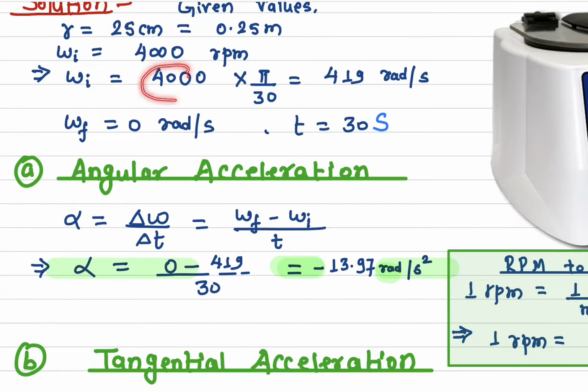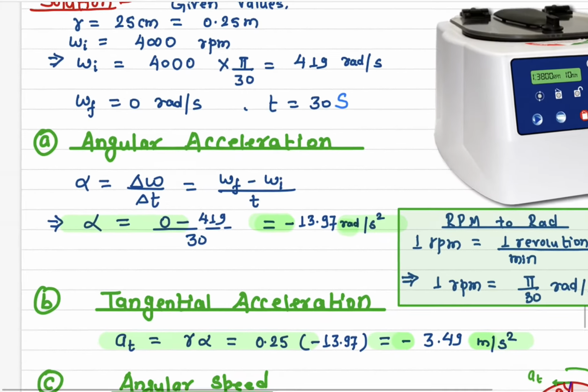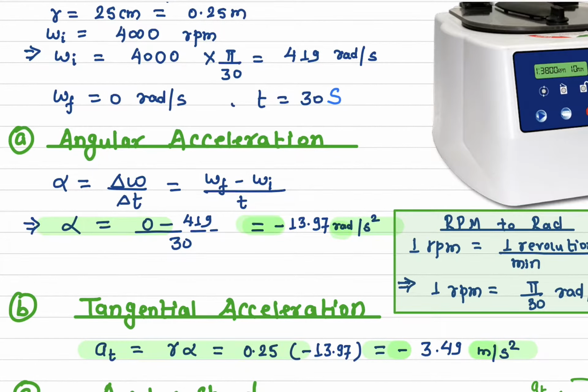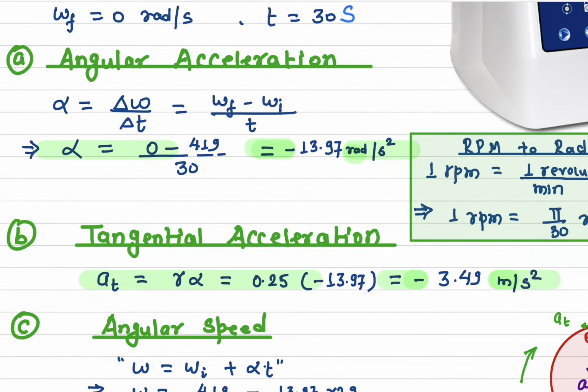So here now I'm multiplying by pi over 30, and it will take me to radians per second, which is 419 radians per second. And the final angular speed is 0, which makes sense because it has finally come to a stop, and the time to come to a stop is 30 seconds. So we're going to calculate the angular acceleration, and this is the average angular acceleration.